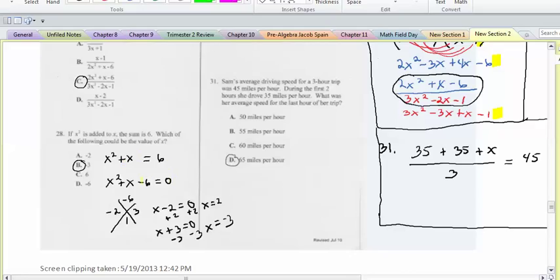I moved that over to make it a negative 6 to make a trinomial so that I could factor it. I found out that it's x minus 2, but I set it to 0 to find out that x could be 2. And I found out that x could be negative 3, and that was my answer choice for B. Number 29.